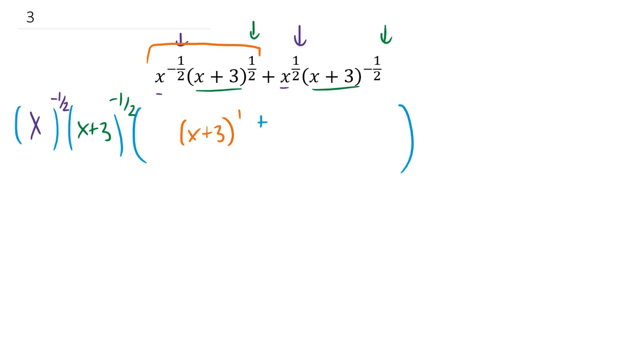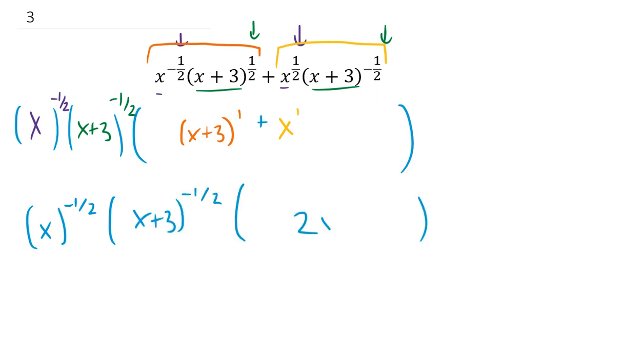And in the next term, I had x to the 1/2, I took away x to the negative 1/2. 1/2 minus negative 1/2 leaves x to the first power. And the x plus 3 to the negative 1/2, I took the whole thing away. So I have an x to the negative 1/2, an x plus 3 to the negative 1/2, and a 2x plus 3.